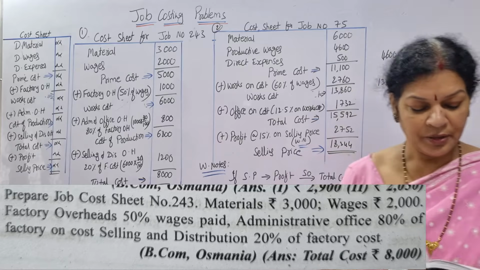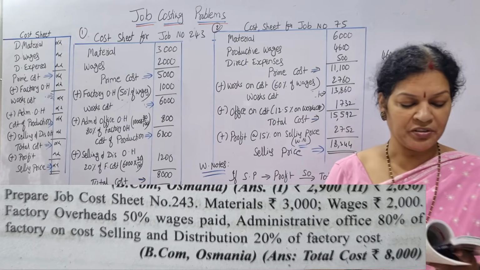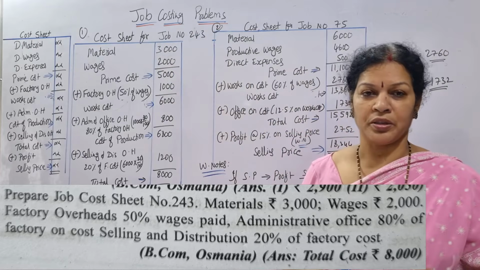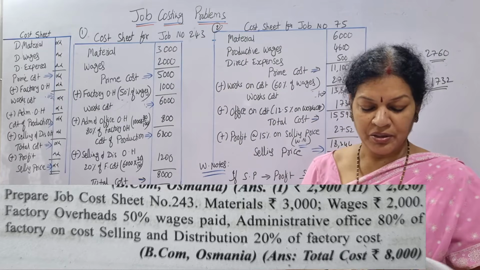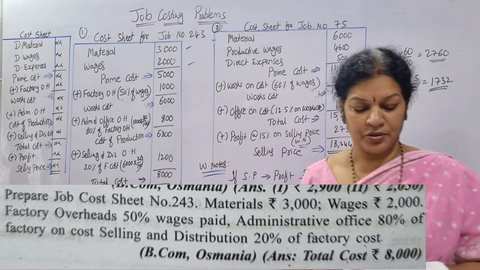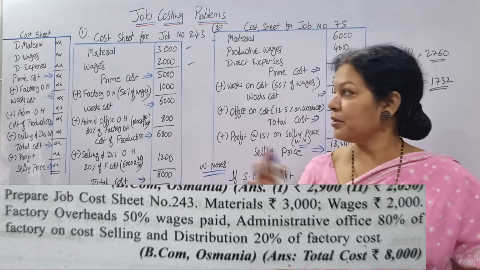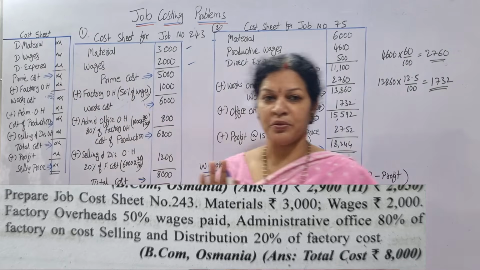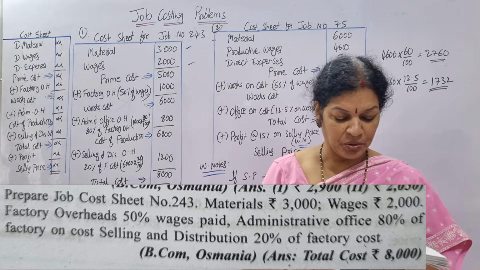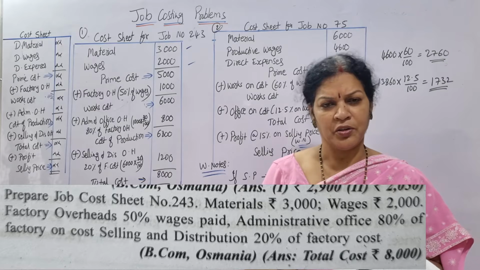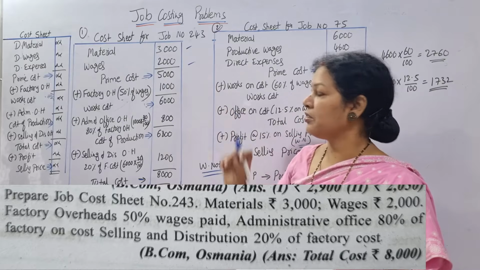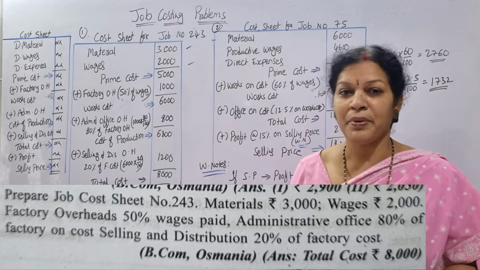So let's see. In the problem, first what is given to us? First we are writing the cost sheet for job number 243. First material 3000, wages 2000. Direct material, direct wages, direct expenses: these three together we get prime cost. Now we have material and wages only. Direct expenses are not given, so we have only two. If you total up 3000 and 2000, it comes to 5000. 5000 is the prime cost.